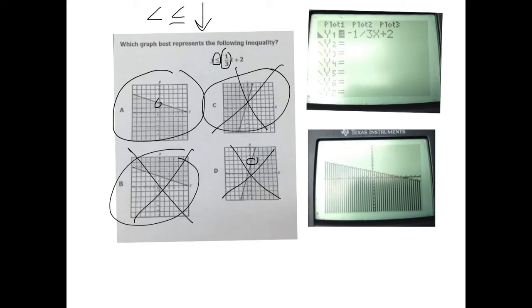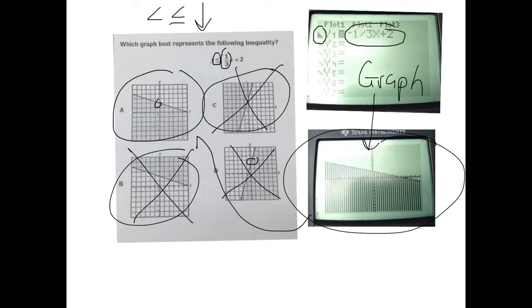We also learned how to do these in our calculator. You go to y equals and you type the inequality in. This is shade down or less than. Then you hit the graph button. This is the picture you get, and then it's easy to see that this picture is the same as that.